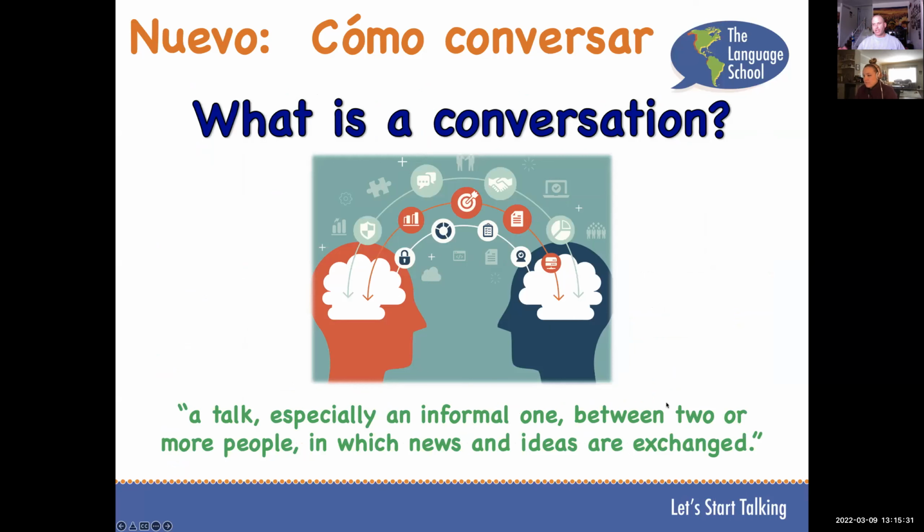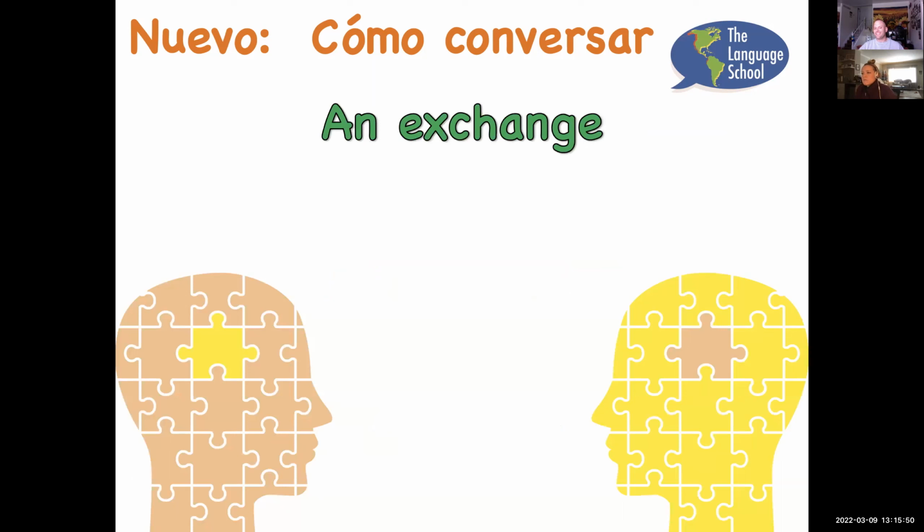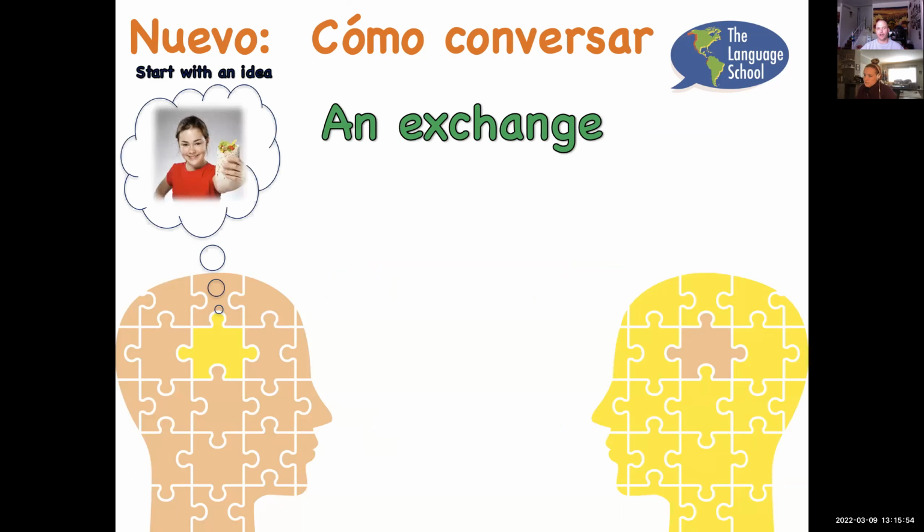So I teach conversational Spanish, which means everything I do is from the point of view of what is a conversation, right? So just to clarify, a conversation is just a simple talk, where two or more people are exchanging ideas or information. So this exchange of information looks like this, if I can illustrate it.